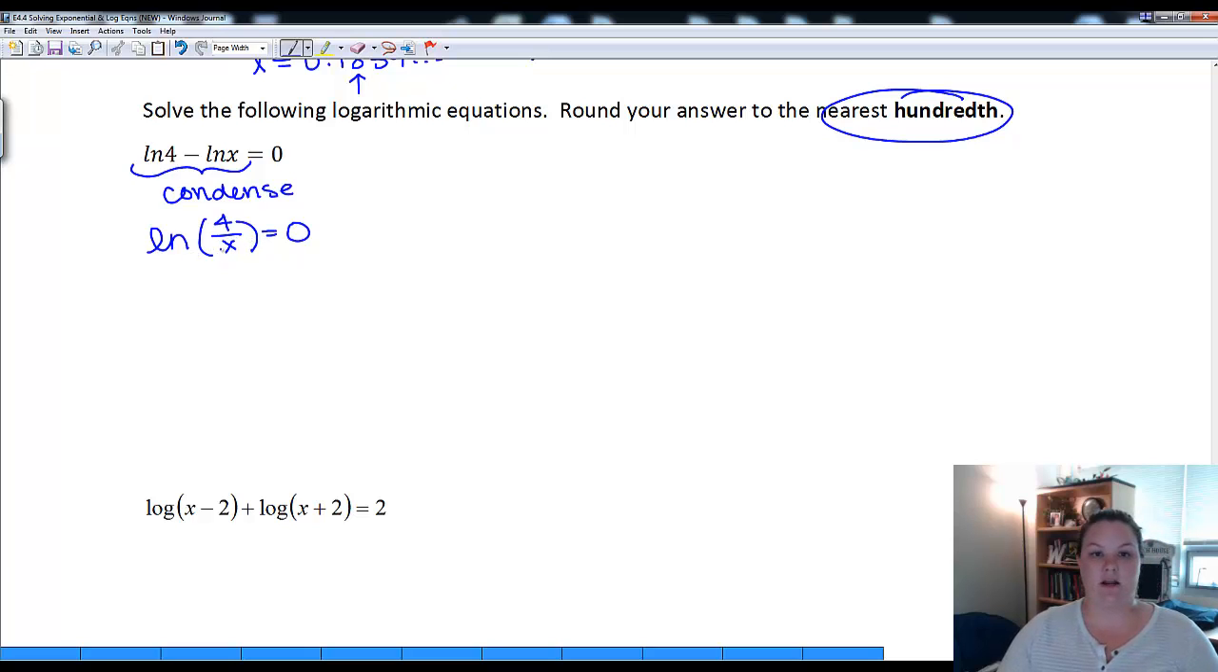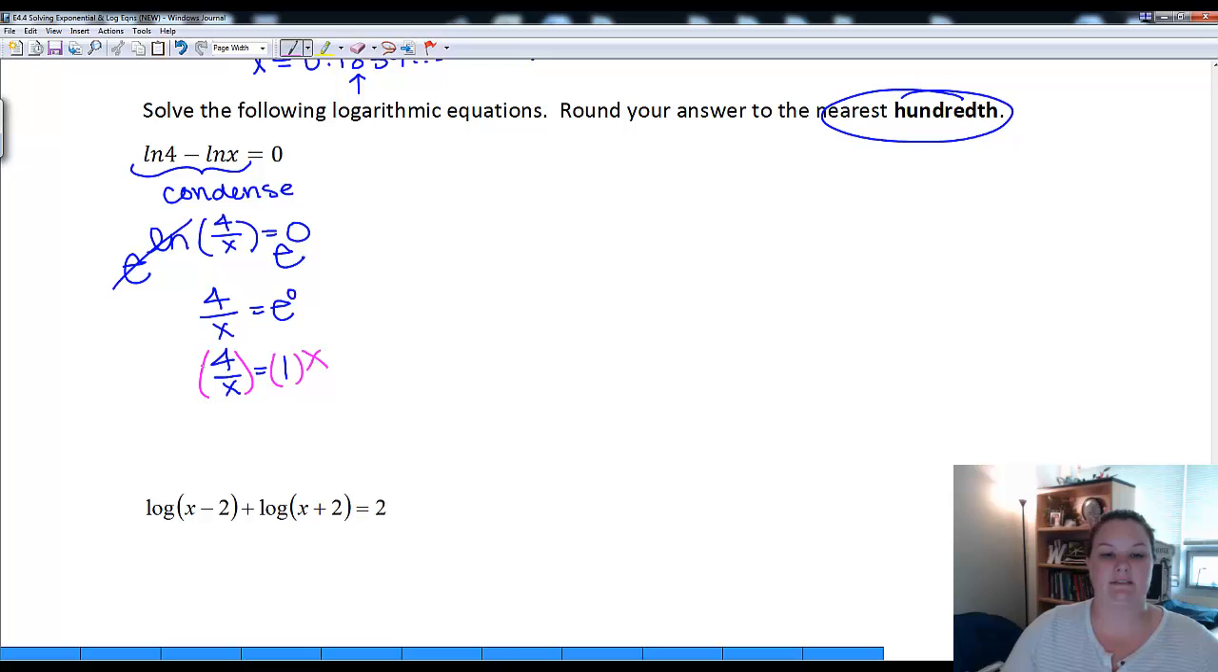Okay. All right, so now that it's condensed into just one log term, now I can get rid of this natural log. To get rid of this natural log, I need to use the base of a natural log, which is e. So I'm going to use big exponential base e on both sides. That way it will cancel on the left, and we'll be left with 4 over x is equal to e to the 0 power. Now anything to the 0 power equals 1. So I have 4 over x equals 1. And then to get x by itself, I'm just going to multiply both sides by x. That way it will cancel over here on the left-hand side, and I'll be left with 4 equals x. So that gives me my answer.